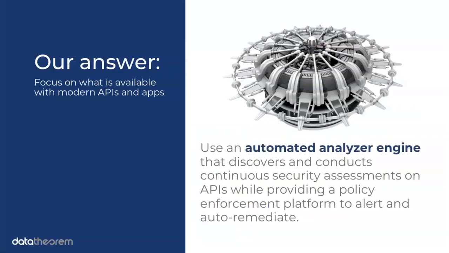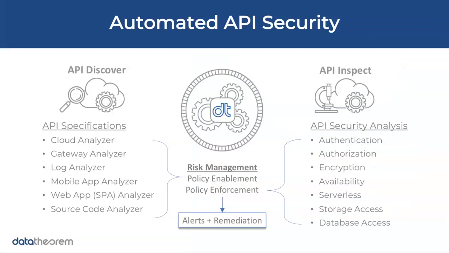Our answer for steps 1, 2, and 4 is that you have to automate. It's the only scalable approach. Our proposal is that you need to use an analyzer engine, but anything that can automate steps 1, 2, and 4 matters a lot. When we look at an automated API security framework, we happen to have a few products like API Discover and API Inspect, but the place where your staff needs to focus is this middle part, around risk management.